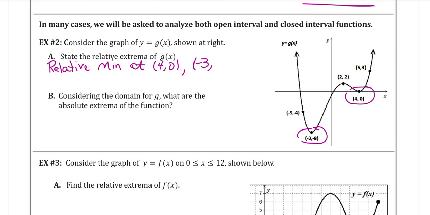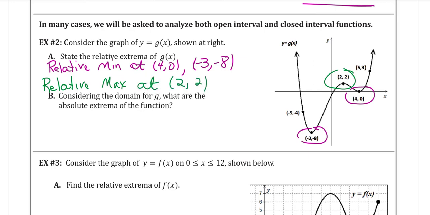And we have one relative maximum, and that would be right there. Now the question is, considering the domain of G, which is all real numbers, what are the absolute extrema? So what we notice is that since G is going to continue to increase, it has no relative maximum. I'm sorry, no absolute maximum. What it does have is an absolute minimum right here at this point.